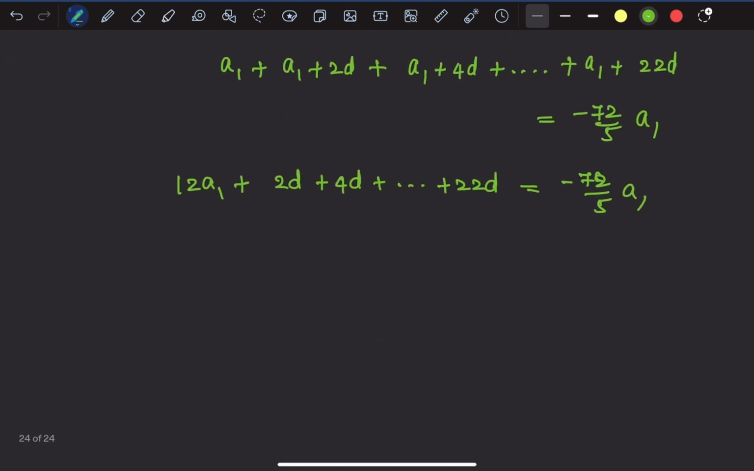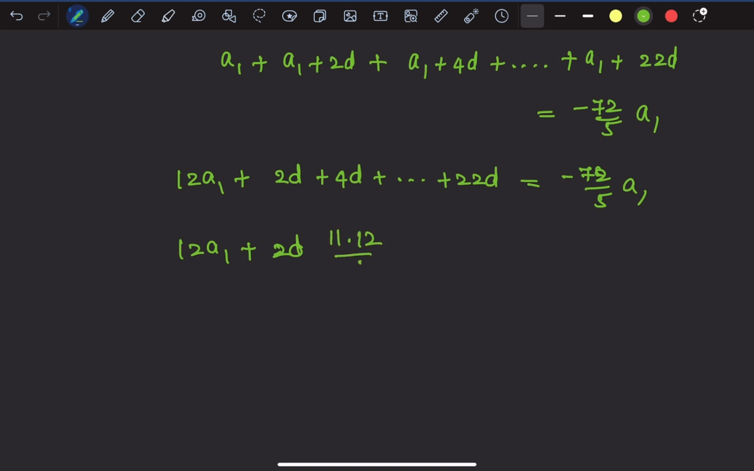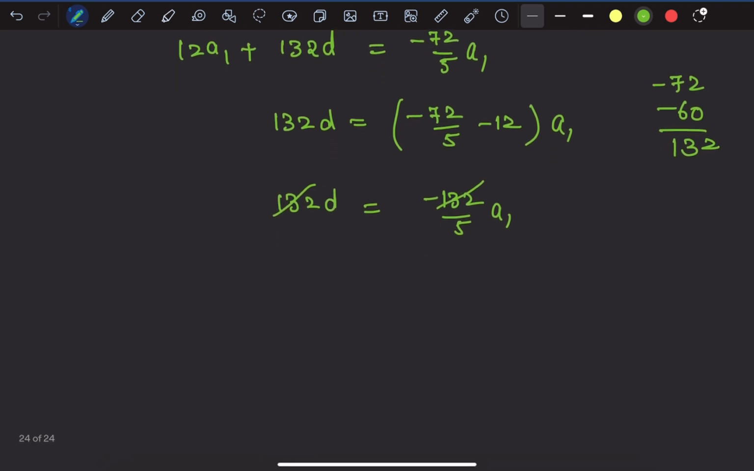Alright. Now, this is 12 a1 plus 2d is common here. So 1 plus 2 plus and so on plus 11. So this is simply 11 into 12 upon 2. So this is 2d multiplied by 11 into 12 by 2. So this is simply 66. 66 into 2 is 132. So 132d is minus 72/5 a1. So 132d is (minus 72/5 minus 12) multiplied by a1. So this is simply (minus 72 minus 60)/5, which is minus 132/5 a1. 132d, 132 gets cancelled. So 5d is minus a1. So this is the condition that we have.